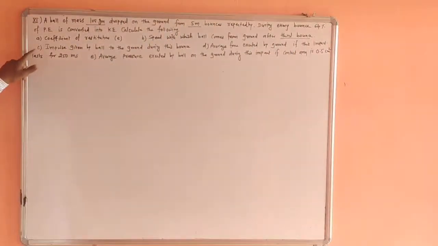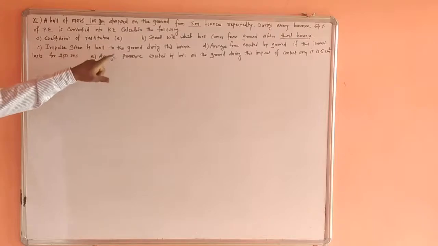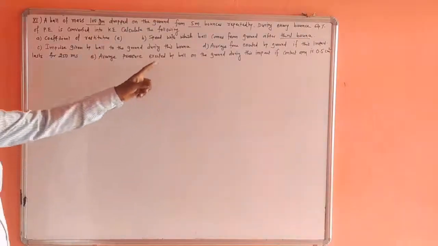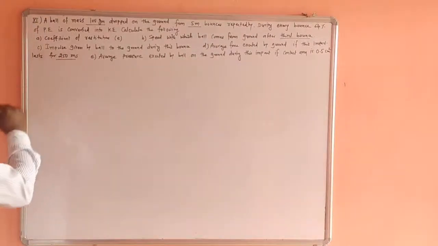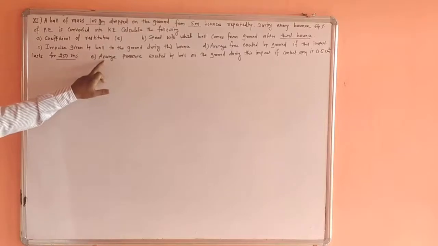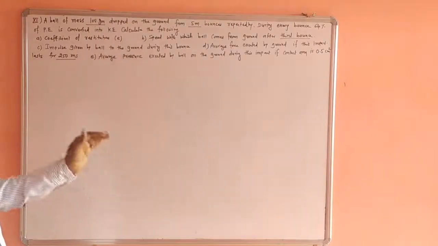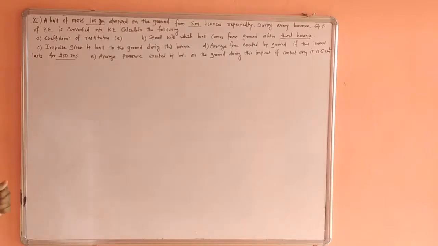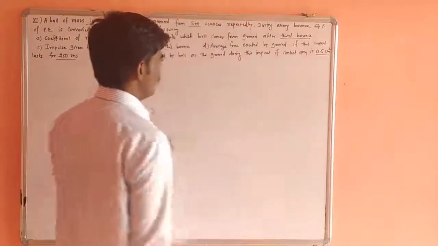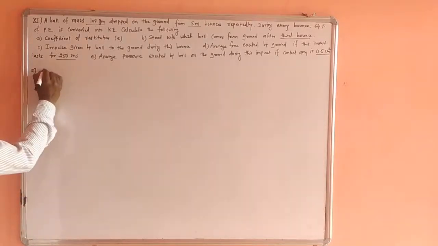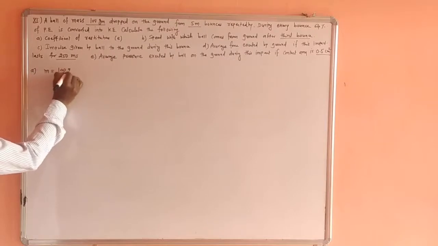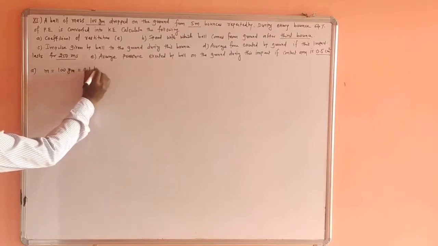Then C, impulse given by the ball to the ground during this bounce. D, average force exerted by the ground if this impact lasts for 250 millisecond. And the last one, E, average pressure exerted by the ball on the ground during this impact if the contact area is 0.5 centimeter square. So one by one we will solve it. First is the coefficient of restitution, A. So mass of ball 100 gram means it becomes 0.1 kg.